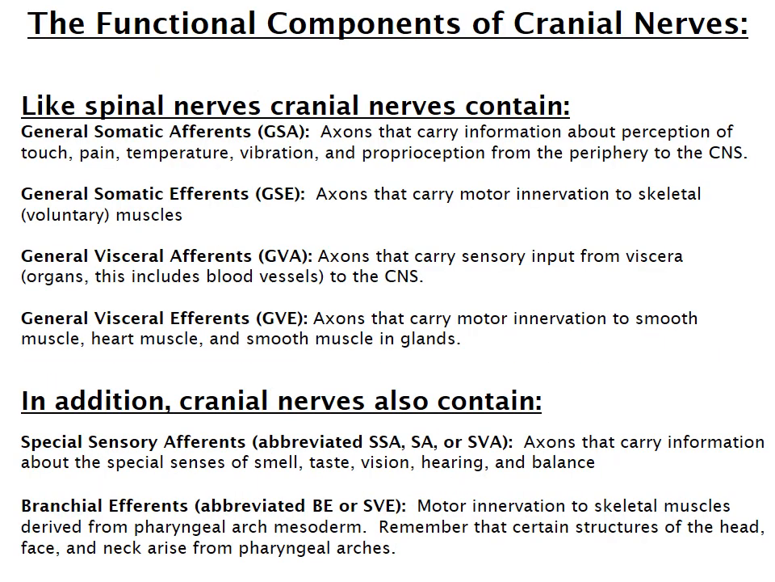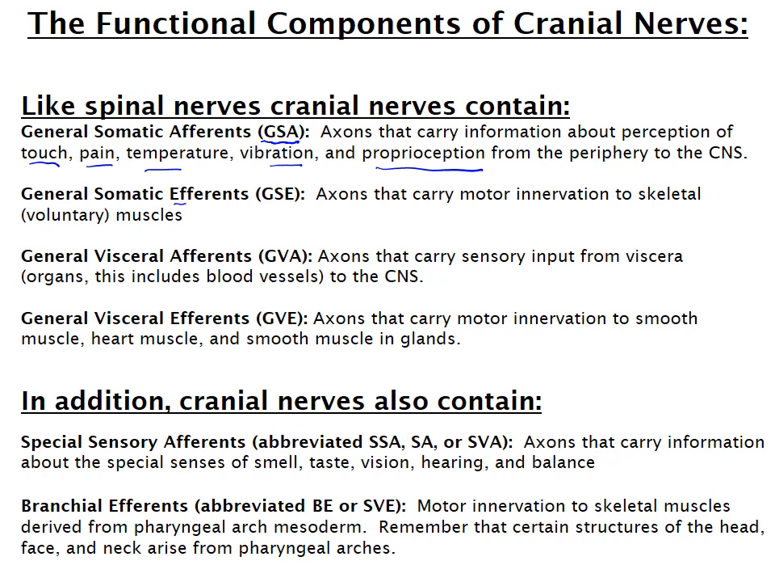So what kind of information do cranial nerves carry? Well, they carry just about all kinds of information. They carry general somatic afferents. In other words, they carry sensory information regarding touch, pain, temperature, vibration, but also proprioception. So they might carry information from a muscle to the central nervous system.